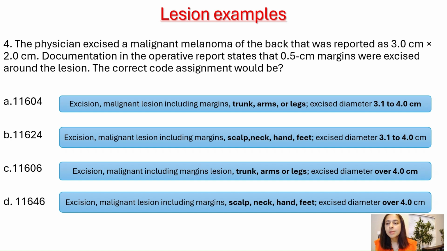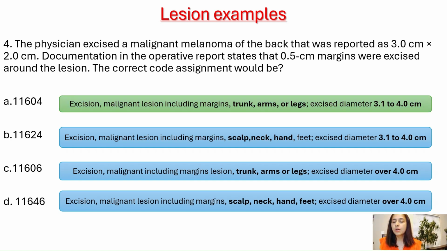The largest dimension is 3 centimeter. And the margin is 0.5, and now we'll take the total margin, which is 0.5 plus 0.5, so it's 1 centimeter total margin, and 3 centimeter the largest dimension, that is 3 plus 1 is 4 centimeter. So option A is the correct answer.